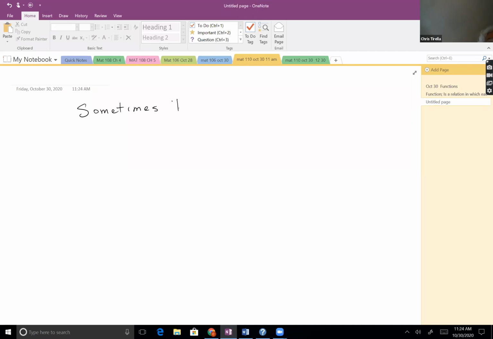So anyways, that's it. When I look at a function, sometimes we can have a relation and or a function given by an equation.